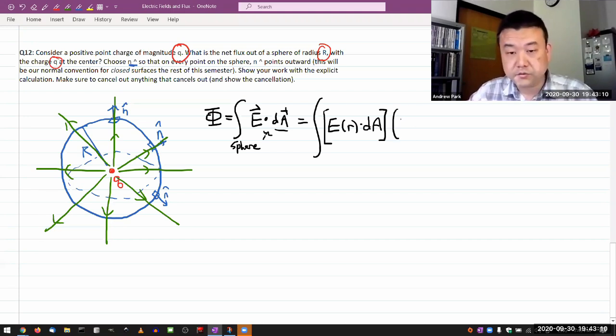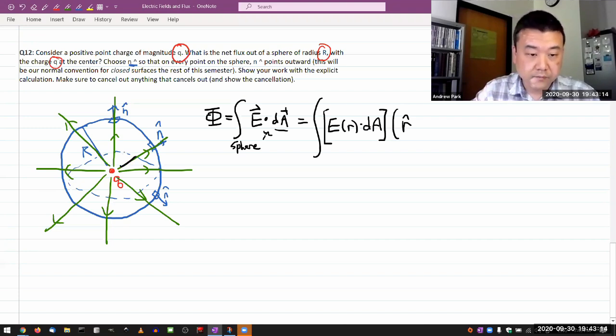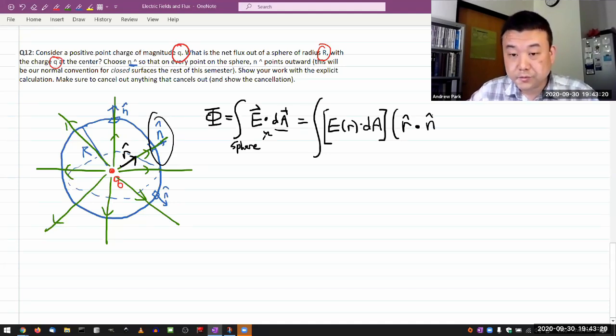That's one. And because I have the dot product here, I need to mind the directions. The directions will be the r hat vector, the radially outgoing r hat vector, dot product with the n hat vector. And what I was pointing out was that at every point on the sphere, these two vectors are in the same direction. So this product that I was separating out, that's just one.